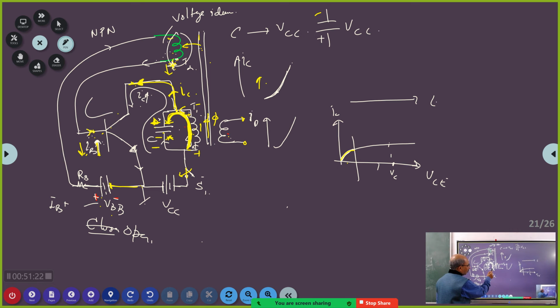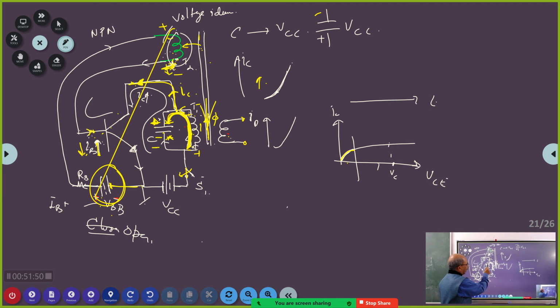See, if the rate at which the current is flowing in the inductor is in the opposite direction, then the magnetic flux which was in this direction will now be in the opposite direction. So now this will become negative, this will become positive. So there can be a point where this voltage plus this voltage plus this voltage is zero. So IV will become zero. Correct? Then IC is zero.